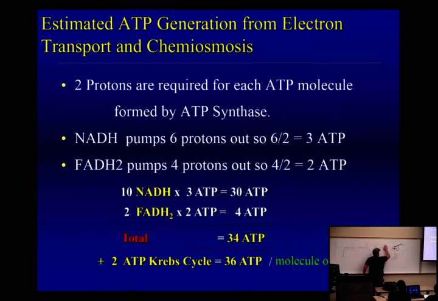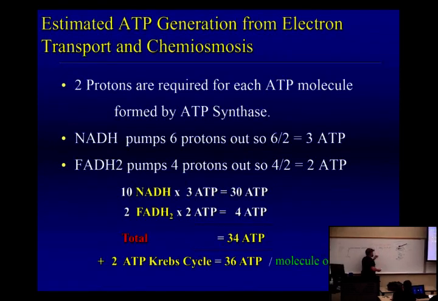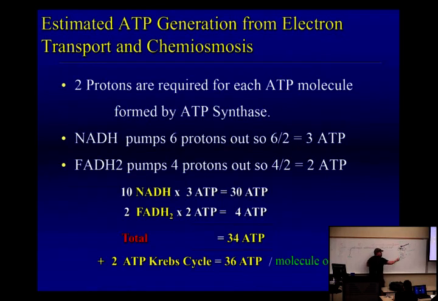Total. 10 times 6 is good. And then, remember I told you that it takes 6 protons to spin that whole thing, so we can make 3 per turn, so that means 2 protons make an ATP. So we just divide that by 2, and how many ATPs do we get? So 30 ATPs are produced from 10 NADHs.